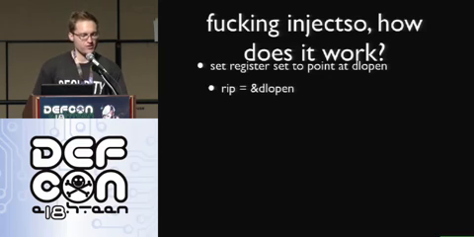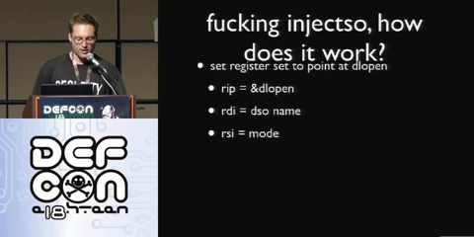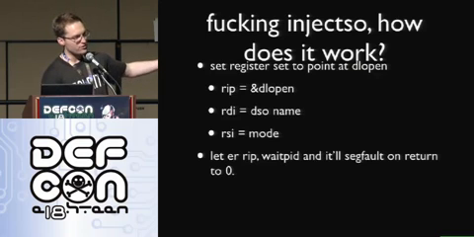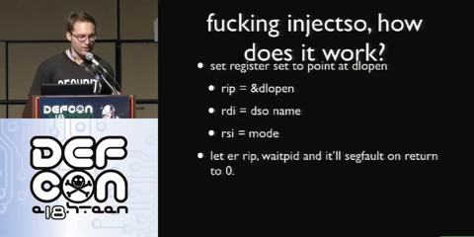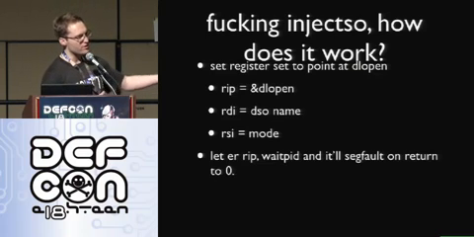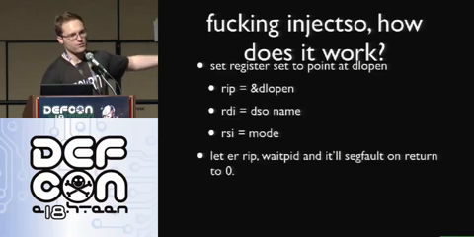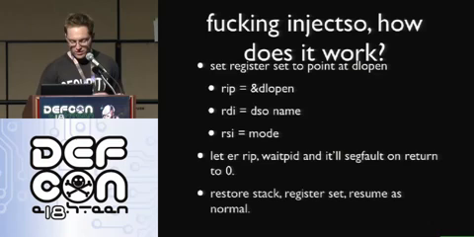You then set the register set to point to dlopen. So you have the instruction pointer pointing to the address of dlopen. You set up the arguments, so you have the path to the shared object, the mode stored in RSI, and then you just let it rip. Okay, so you waitpid, and then eventually it'll segfault, because once dlopen's done, it'll load in this library that you want it to load in, and then it'll segfault because the saved return address is 0.